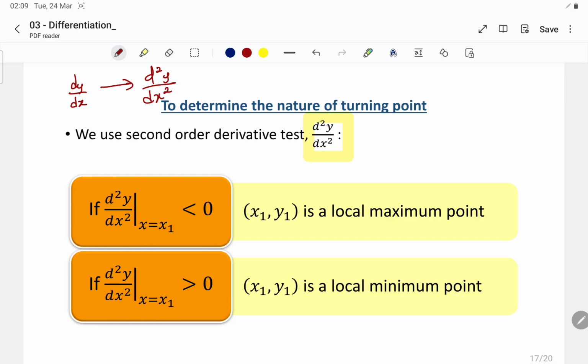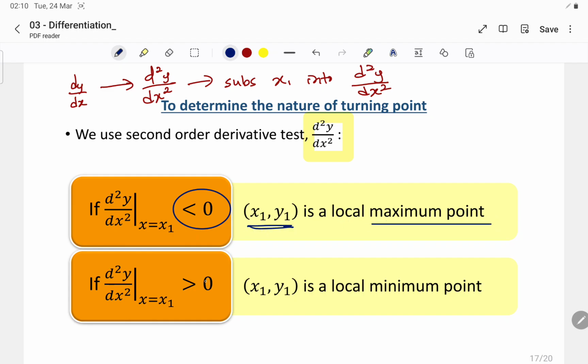So you differentiate this one more time, and then you substitute x1 into the equation that you differentiated two times just now. Then you check what you get. If it is less than 0, the point that you have is a local maximum point. If after you substitute it becomes greater than 0, your point just now is a local minimum point. Okay, local minimum point.